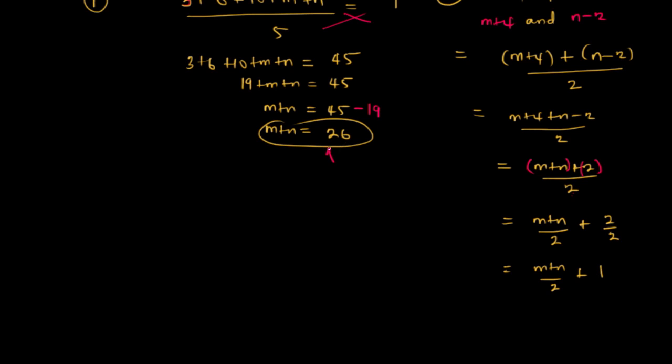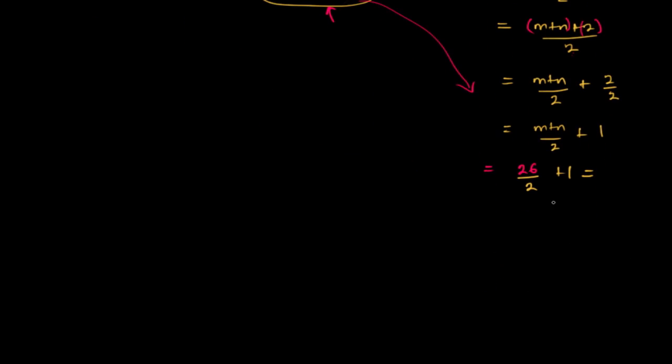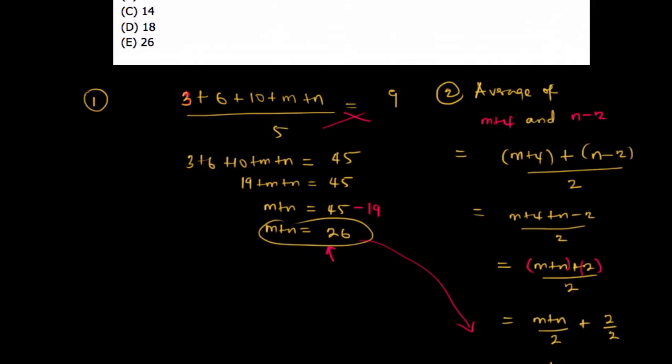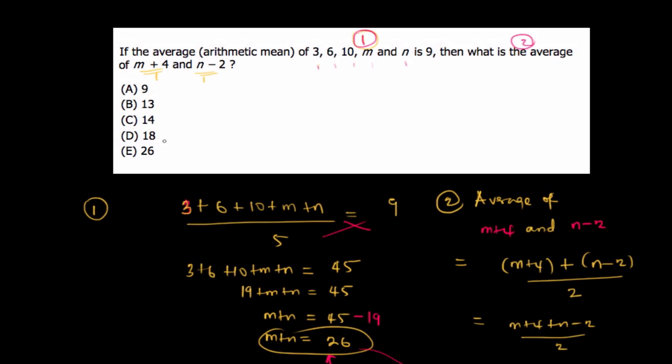Now from what we have here, m plus n equals 26. So I'm going to make the substitution in here. This becomes 26 divided by 2 plus 1. 26 divided by 2 is 13, plus 1 is 14. So our answer is 14. So the average is 14.